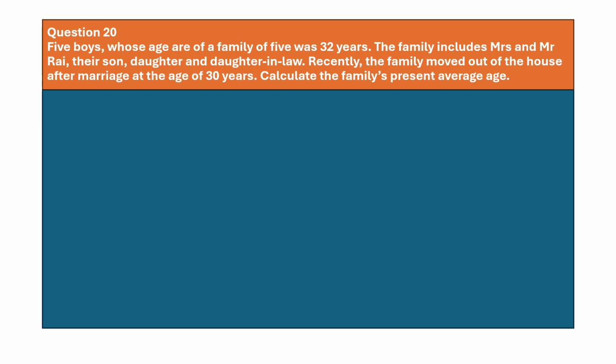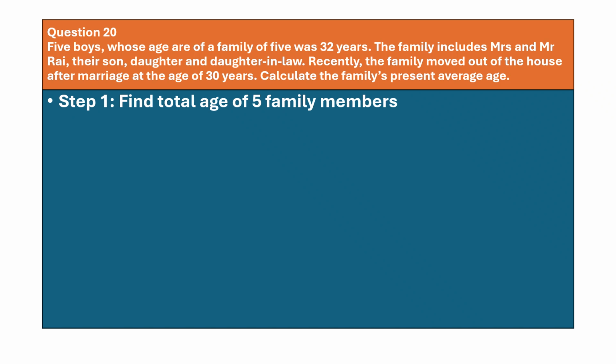Question number 20. The average age of a family of 5 members was 32 years. The family includes Mr. and Mrs. Rai, their son, daughter and daughter-in-law. Recently, the daughter-in-law moved out of the house after marriage at the age of 30 years. Calculate the family's present average age.